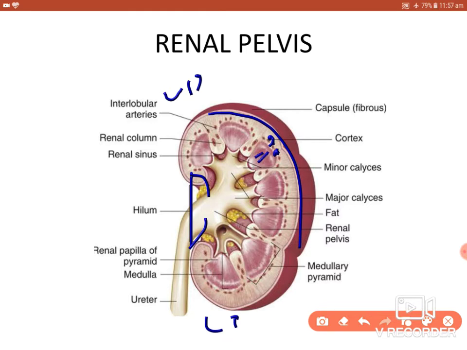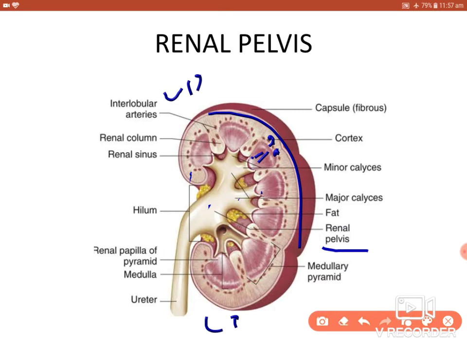The tubules and ducts are in the pyramid. Then it enters through the papillary ducts and opens into the minor calyx. These minor calyces join to form the major calyx. Then this major calyx forms the pelvis, which is the renal pelvis.